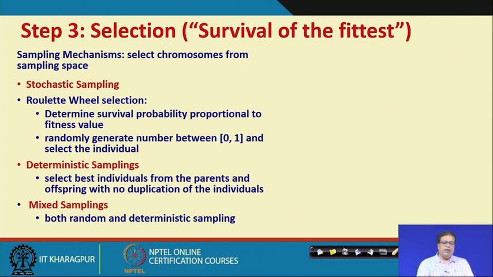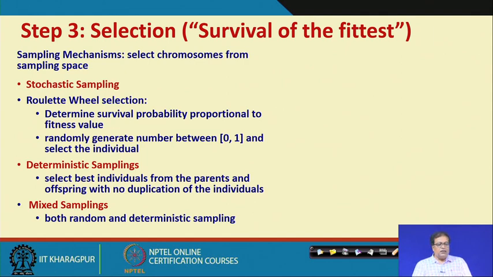There is a sampling mechanism to select chromosomes from the sampling space, and roulette wheel selection, I will explain very soon, determines the survival probabilities proportional to the fitness value. We randomly generate numbers between 0 and 1 and select the individual. There could be deterministic sampling and there could be mixed sampling. Select the best individuals from the parents and offspring with no duplication of individuals, and sometimes we do a mixed sampling, where both random and deterministic sampling can be done.